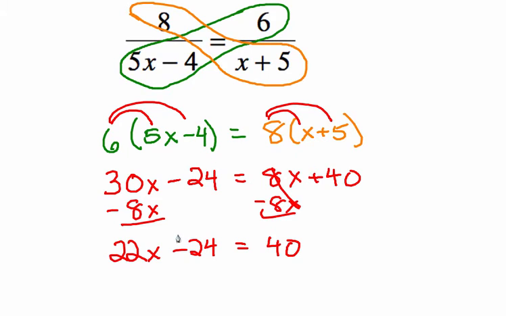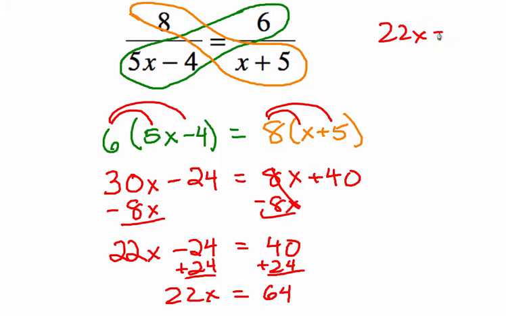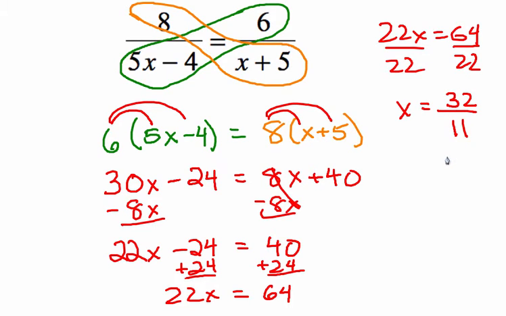Now it's just a linear equation that I'm solving for x. So we're going to add 24 to both sides, and we'll get that 22x equals 64. Dividing by 22 on both sides, well, I know 64 isn't divisible by 22, but they are both divisible by 2. So 64 divided by 2 is 32. 22 divided by 2 is 11. So 32 elevenths is our final answer for this problem.